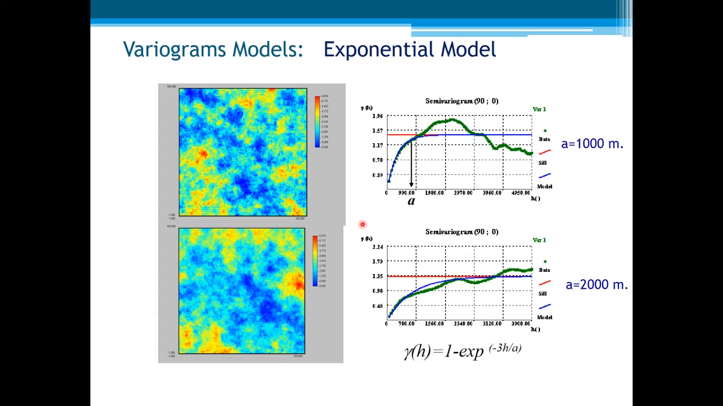Similar to the previous case, here we compare two images with different spatial patterns. Larger patterns here in the bottom picture. Both are modeled by an exponential model with the same sill, okay, but with different ranges. The bottom pictures with larger features have a range value twice the value of the upper image here.